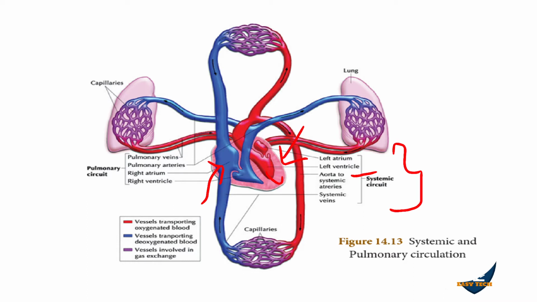Systemic means, as we know, the left side receives the pure blood, which is nothing but the oxygenated blood. Then the oxygenated blood in the left ventricle has to be transported to the other parts of the body. During that time, the deoxygenated, that means impure blood, is received by the right atrium. And we know the aorta carries the oxygenated blood to other parts of the body. This process is called systemic circulation.